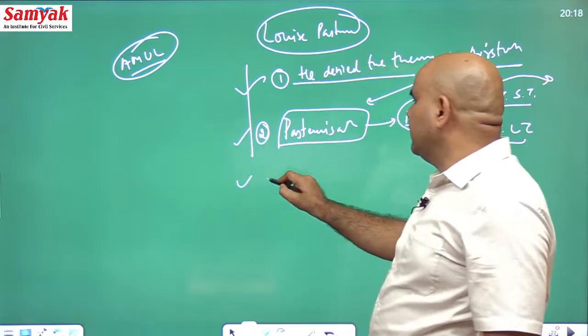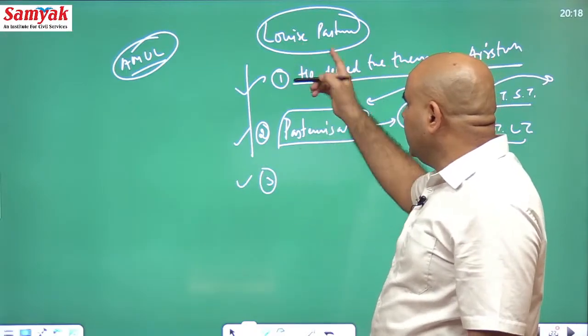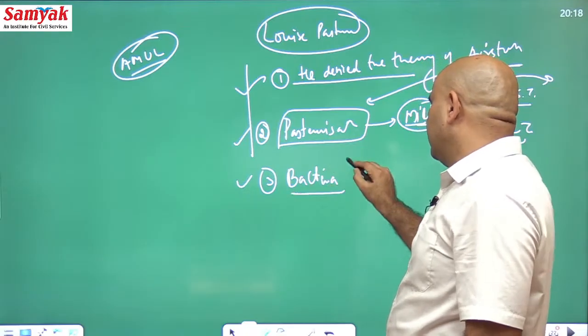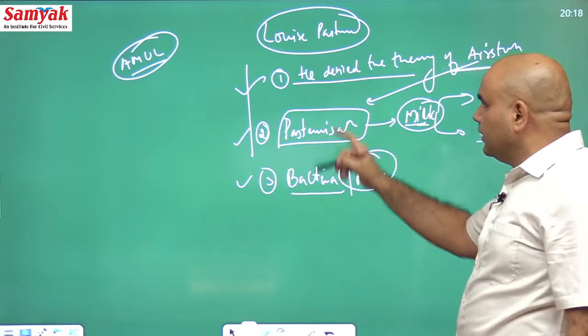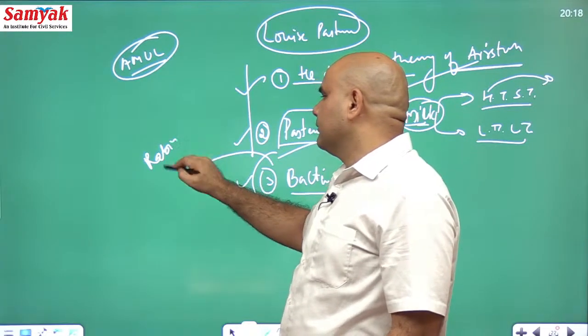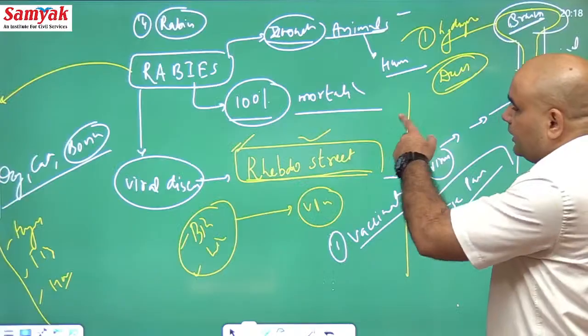Now, the third thing about Louis Pasteur was, he is the one who researched a lot about bacteria or microorganisms. So he was the one who prepared the vaccine of rabies. So the vaccine of rabies was prepared by Louis Pasteur.